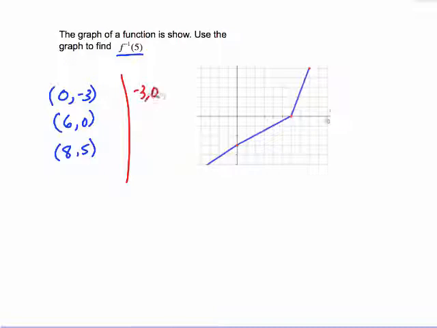Negative 3, 0; 0, 6; 5, 8. Well, the only one that is important to me is this one right here, because it says find the function value in the inverse function of 5. Well, I just found it, (5, 8).